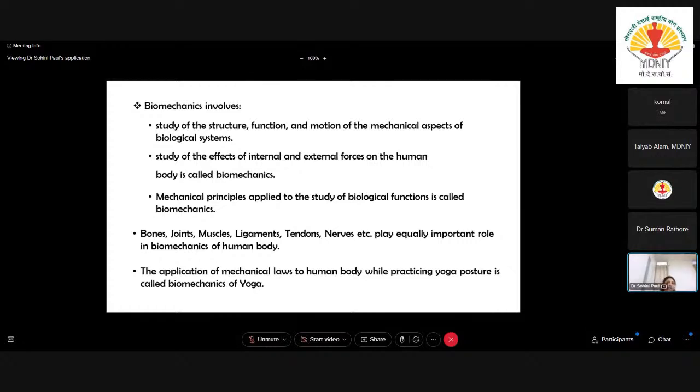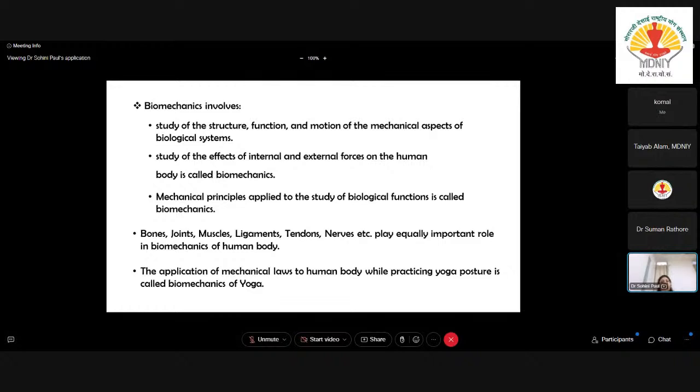of our physiological aspects. Now comes the field of biomechanics. So what happens if we talk about biomechanics? Biomechanics involves the structure, function, and motion of the mechanical aspects of biological systems. So that is what biomechanics deals with. Now, apart from that, the study of the effects of internal and external forces on the human body, we also call it biomechanics.